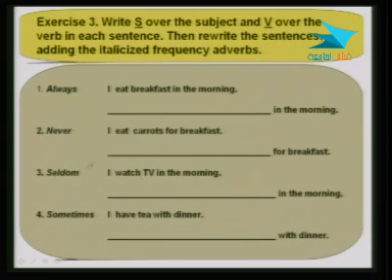All right, page 57 in your grammar book. Number 1. So what we need to do here is to write S over the subject and V, so S here for subject, V for verb over the verbs. Then after that we write the sentence again, rewrite the sentence or sentences, adding italicized frequency adverbs.